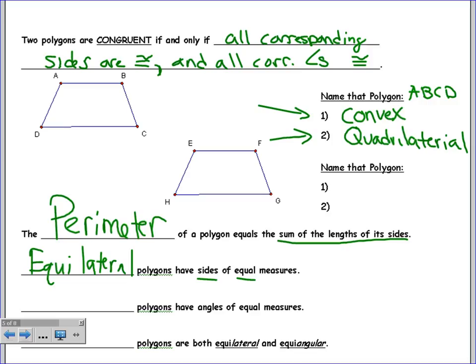Equilateral. Blank polygons have angles of equal measure. Equal angles is what? Equiangular. Good job pronouncing that. That was really good.